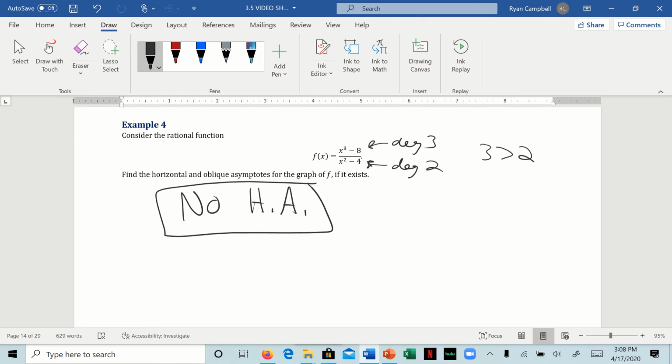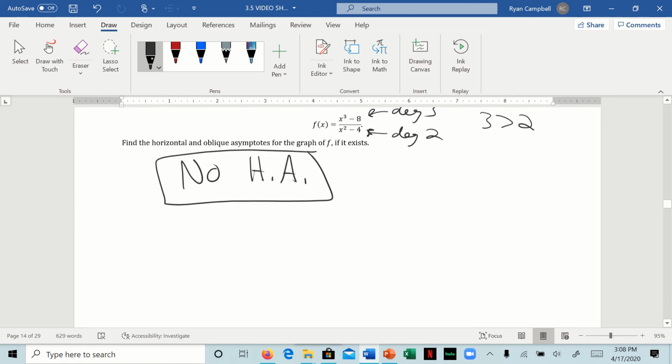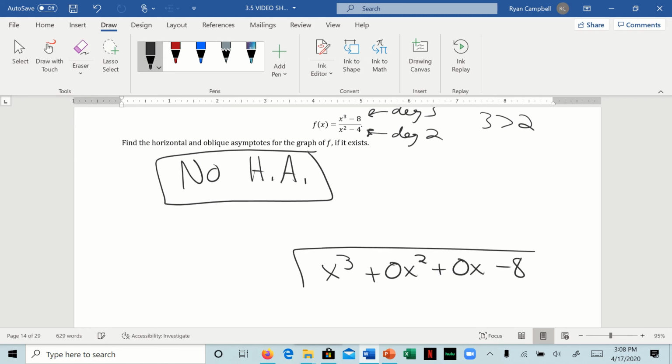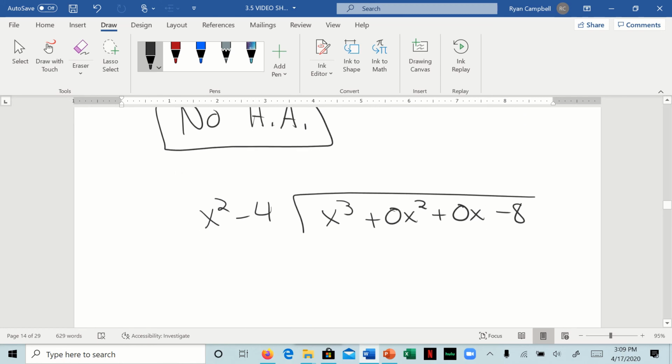So to find the oblique asymptote, you actually have to divide them out. So x cubed minus 8. And let's give the places for the x squared and the x's, right? So 0x squared, 0x minus 8. So remember, we look at the highest powers for both of these. So what times x squared is x cubed?